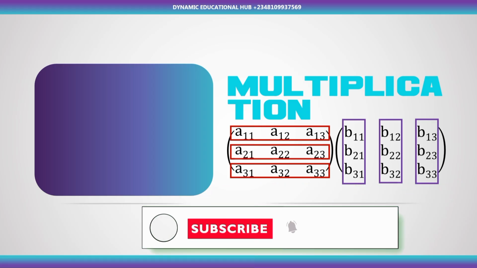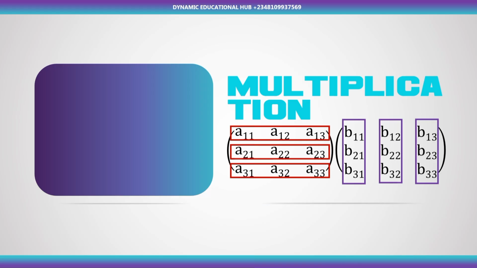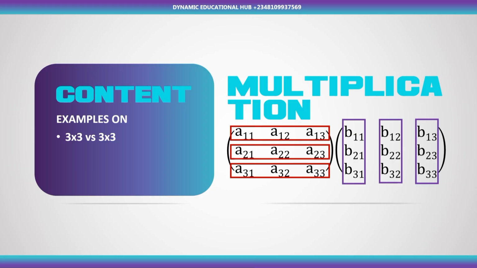In my previous video, I explained the basics, the rudiments of multiplying two matrices together. This video is the concluding part of the former video. If you haven't watched the former video, kindly go and watch it. We are going to look at proper calculation examples on 3x3 matrix versus 3x3 matrix, 2x2 matrix versus 2x2 matrix, and 2x3 matrix versus 3x2 matrix.